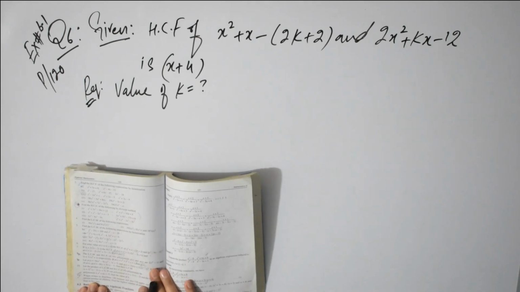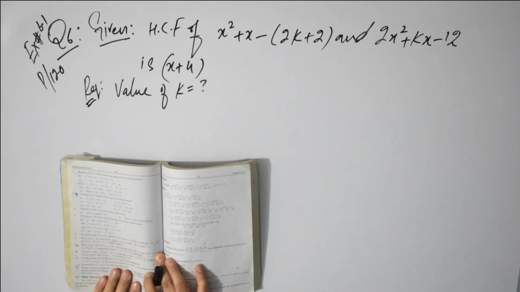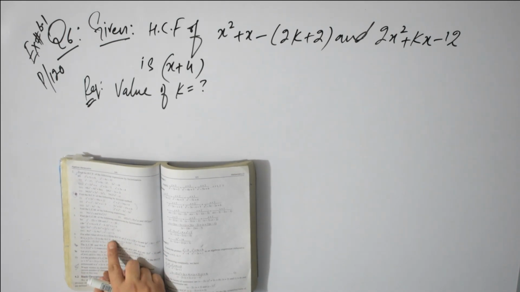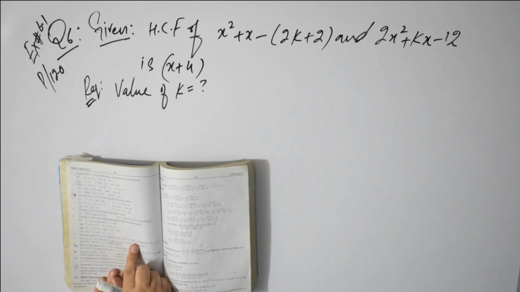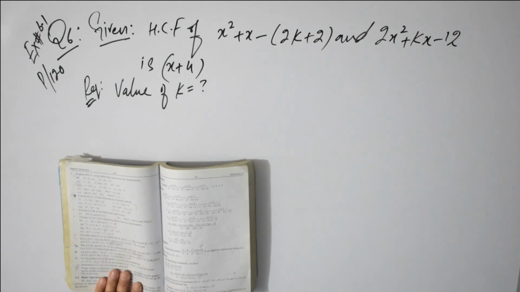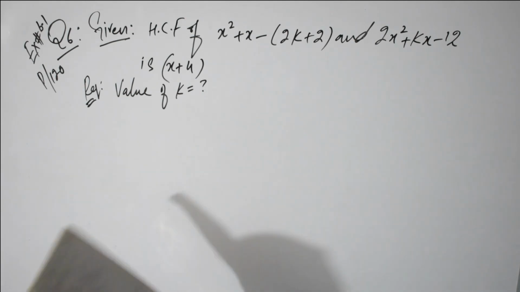I am reading question number 6. Question number 6 is from the book. For what value of k is x plus 4 the HCF of x square plus x minus 2k plus 2 and 2x square plus kx minus 12? This is your question number 6.